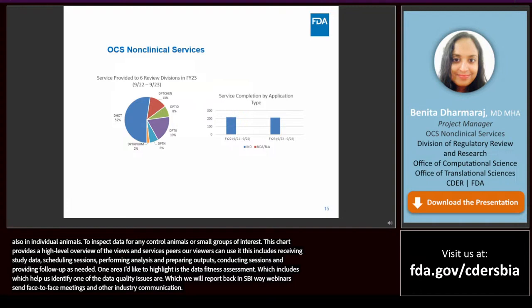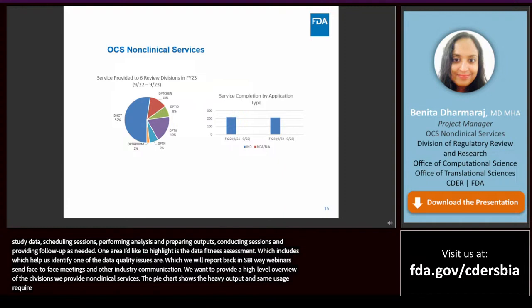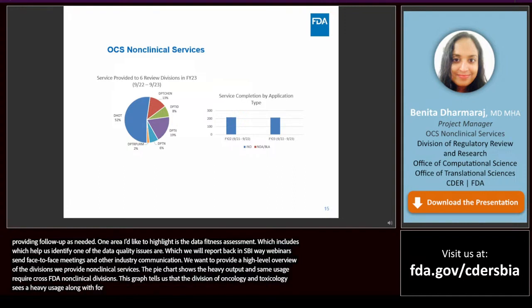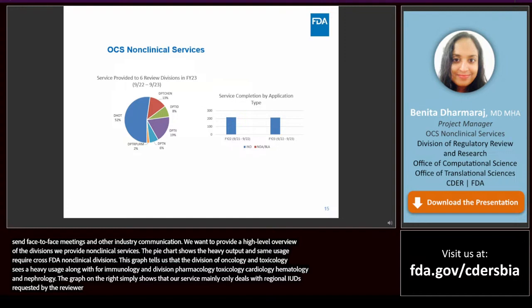I want to provide a high-level overview of the various divisions we provide non-clinical services. The pie chart shows the heavy uptake in SEND usage across FDA non-clinical divisions. This graph tells us that the Division of Hematology, Oncology, Toxicology sees a heavy SEND usage, along with the Division of Pharm Tox for Immunology and Inflammation, and the Division of Pharmacology, Toxicology, Cardiology, Hematology, Endocrinology, and Nephrology. The graph on the right simply shows that our service mainly only deals with original INDs. Unless requested by the reviewer, we have minimal BLAs, NDAs, or non-original INDs.